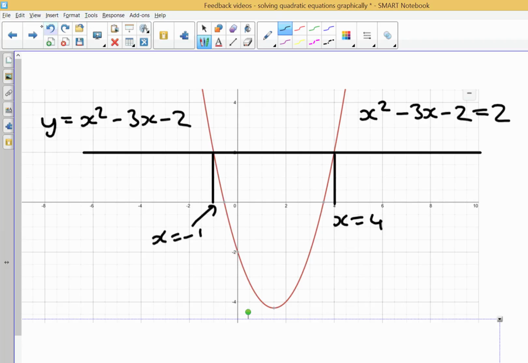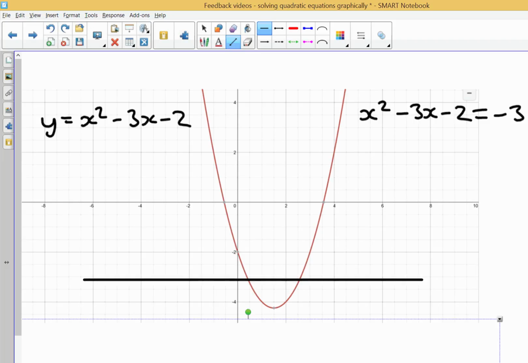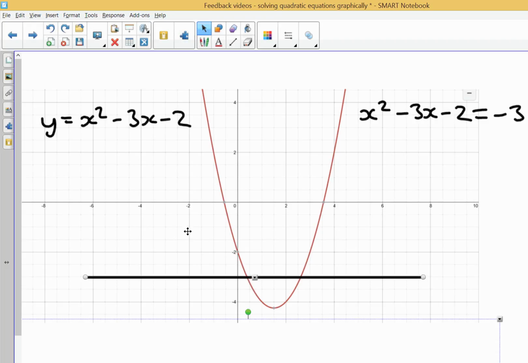Now, let's try a second example. So I'm going to work in a very similar way. This time let's try to solve x squared minus 3x minus 2 equals minus 3. So again, draw the graph of x squared minus 3x minus 2, which is the red line. Get your ruler and pencil. Draw a line across where y equals minus 3. Just going to move mine up slightly because it was a little bit inaccurate there.